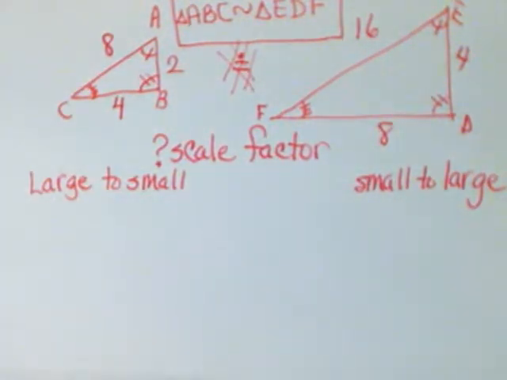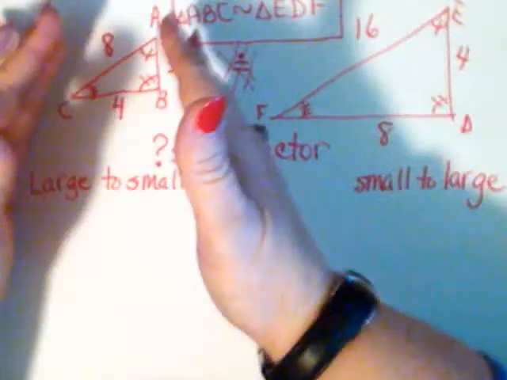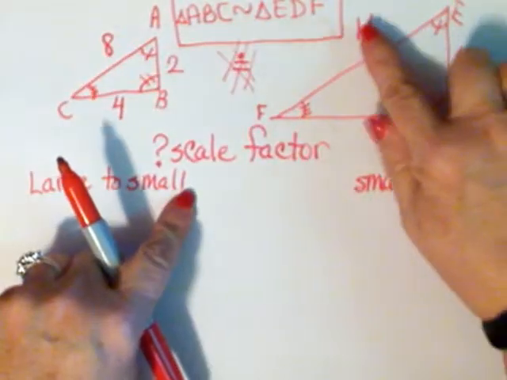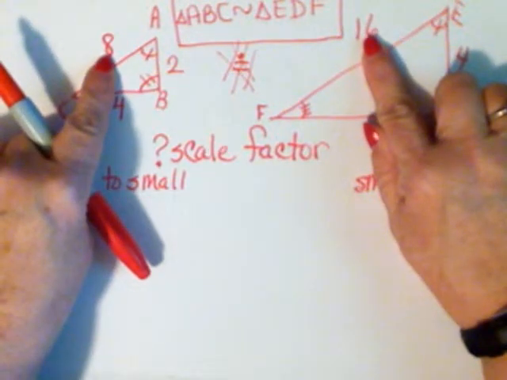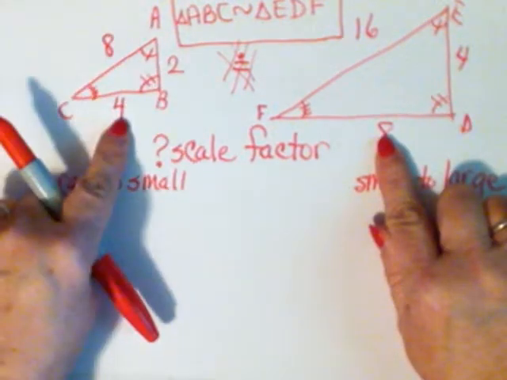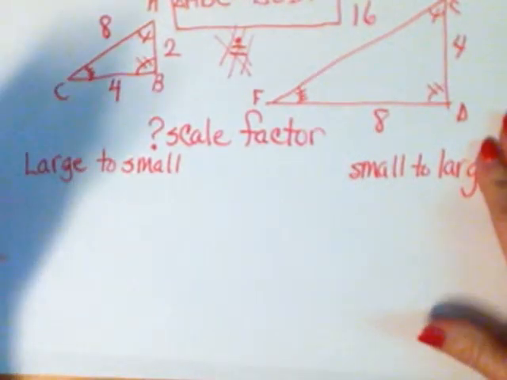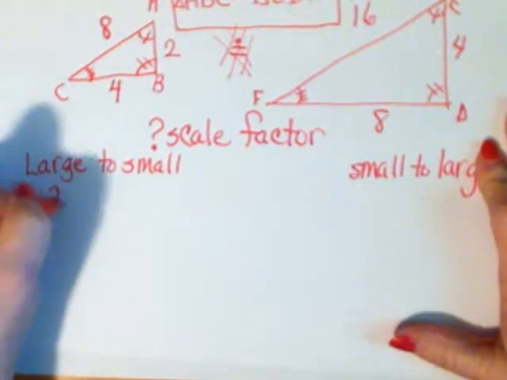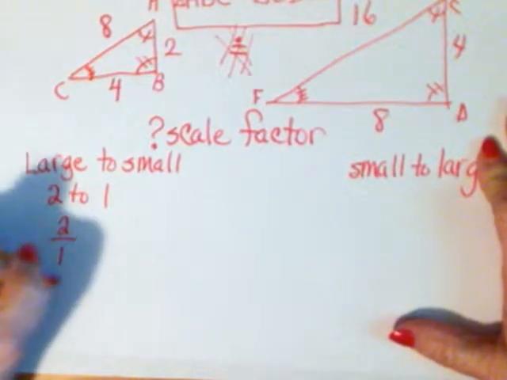What is the scale factor? We have to identify the scale factor first. In other words, what can I do to the large sides to get to the small ones? What do I do to get 16 to get to 8? Divide by 2. Let's see if that's true of all the others. 4 divided by 2 is 2. 8 divided by 4 is 2. So the scale factor of large to small is 2 to 1, or 2 over 1, or 2.